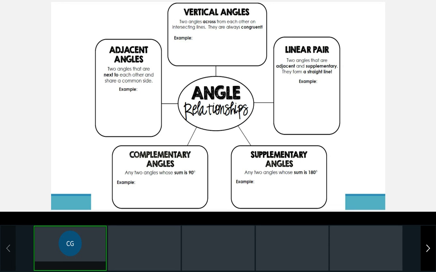Okay, I'm going to start with vertical angles. Vertical angles are two angles that are across from each other on intersecting lines. So you're going to have two lines that intersect each other, and the angles that are across from each other are called vertical. Okay, so I'll call that angle A and angle B. Vertical angles are always congruent, so I can say that A equals B.